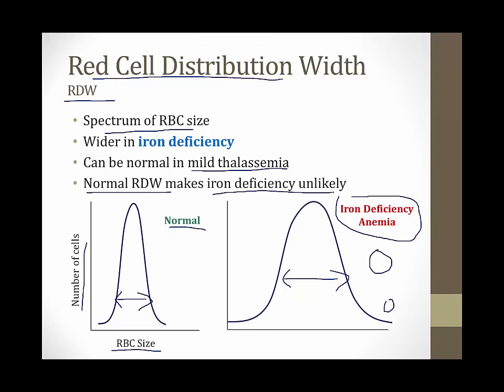The reason the red cell distribution width is not enlarged in mild thalassemia is because thalassemia is a genetic disorder, so all of the red cells are affected equally, and you maintain a relatively normal distribution of sizes. You don't get the wide distribution of sizes seen in iron deficiency anemia. This is only useful for differentiating iron deficiency anemia from mild thalassemia. If you have a major thalassemia, like beta thalassemia major, you can get all sorts of different shapes and sizes, and you can see a wide RDW.